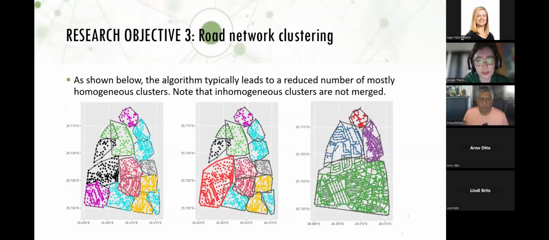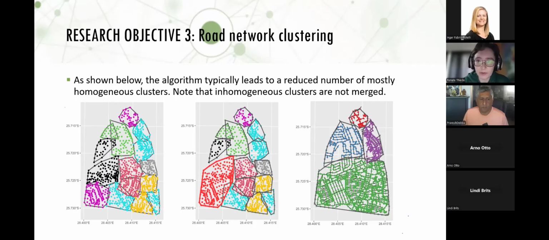Then in the middle picture, that red area is obtained by taking the black and purple areas in the first image and merging them together. And again, taking the convex hull around them and testing to see whether that's homogeneous. And if it is, then we merge them. And then that would keep going step by step until the last image on the right-hand side, which is the most internally homogeneous clustering that you can get.